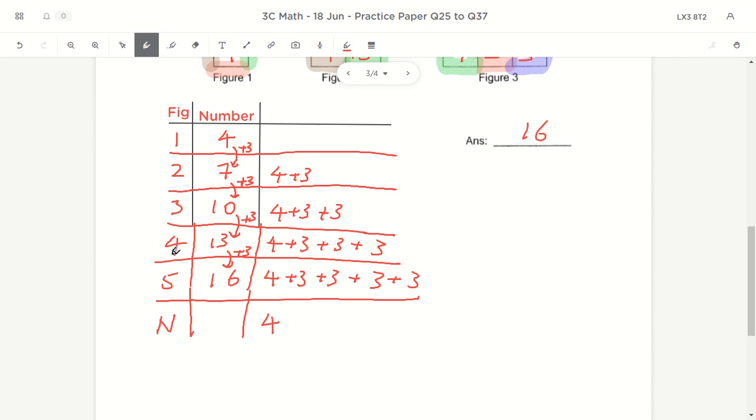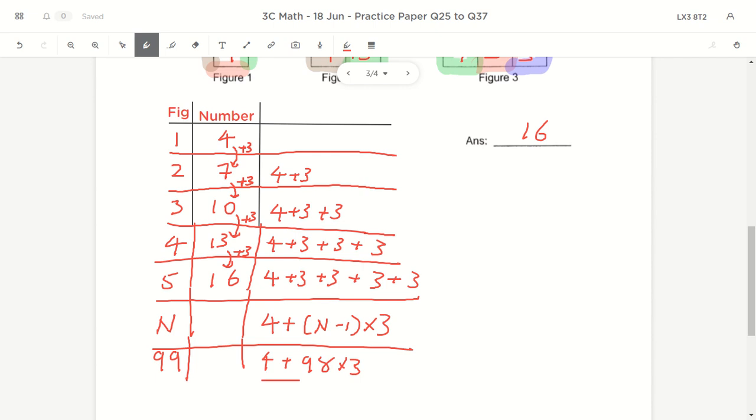So let's go to figure 4. For figure 4, the number of sets of 3 would be 1 less. So there's 3 sets of 3. So we know that to find any figure number, all we need to do is to use n minus 1, because there's always 1 less set of 3 times 3. So let's say if I want to find figure 99, okay, all I need to do is to use 4 first. For figure number 99, I know there's only 98 sets of 3, so 99 minus 1 give you 98 times 3, and this one will give you the number of sticks required for figure number 99.